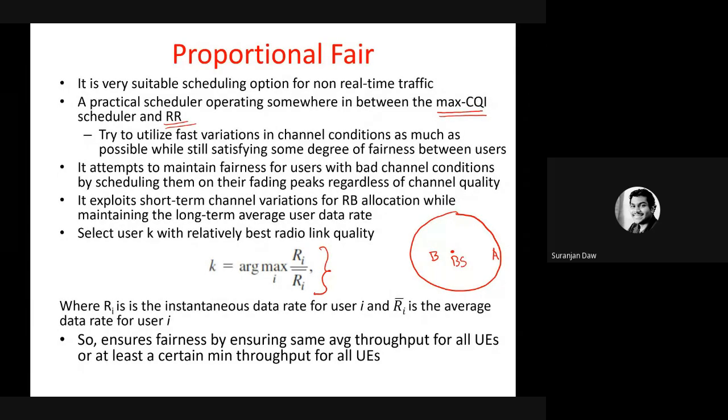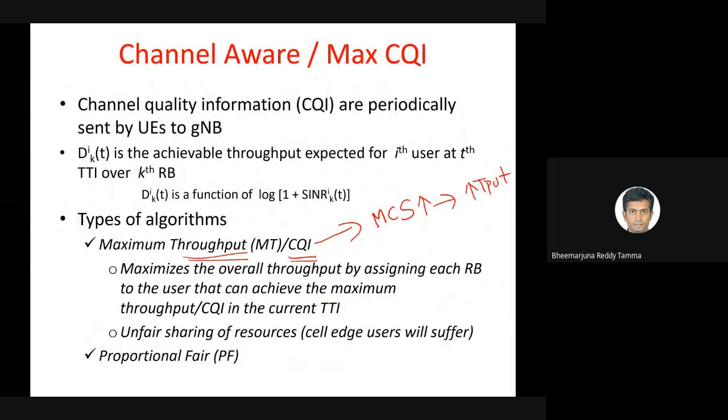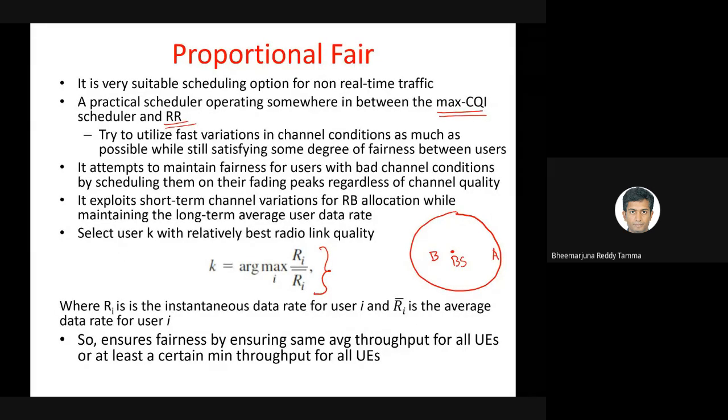Then one may starve. That's what happens when you look at maximum CQI or maximum throughput. But that is not supposed to happen when you look at proportional fair. So can you look at the equation very closely and tell me whether A will get starved or not?